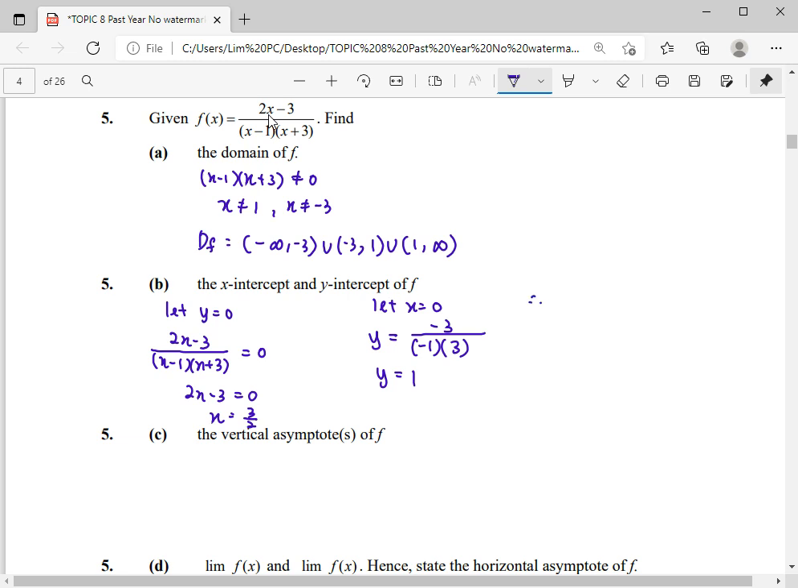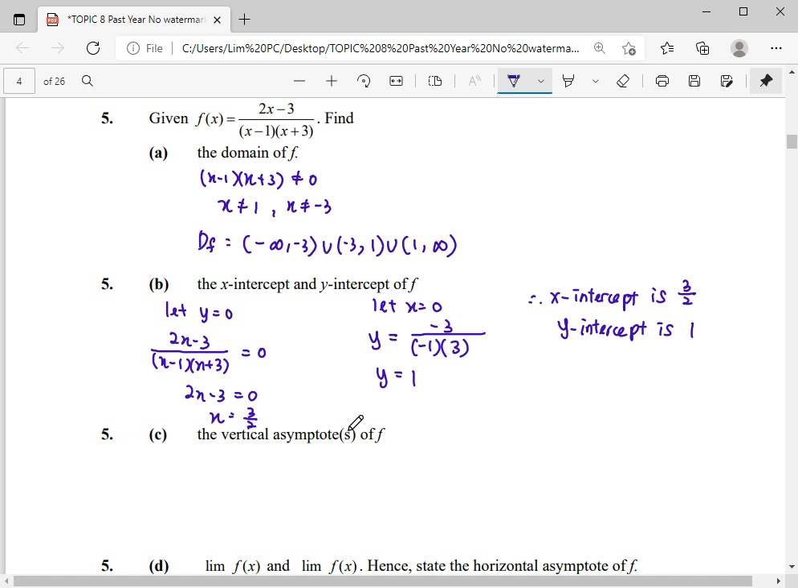So this is just our x value and y value. We have to answer it correctly using the correct mathematical terms. So the x-intercept is 3 over 2. The y-intercept is 1. Then we proceed.